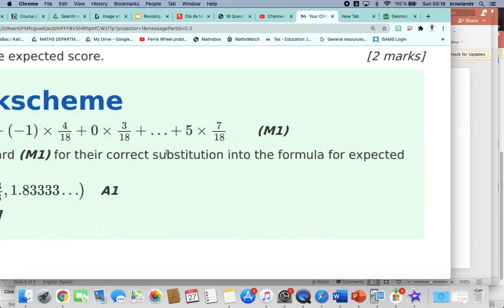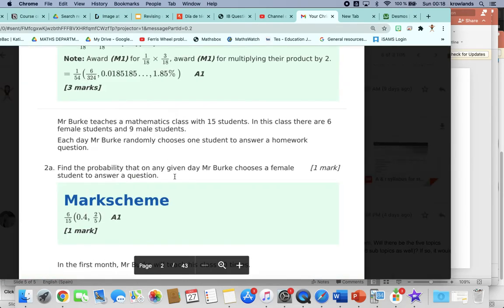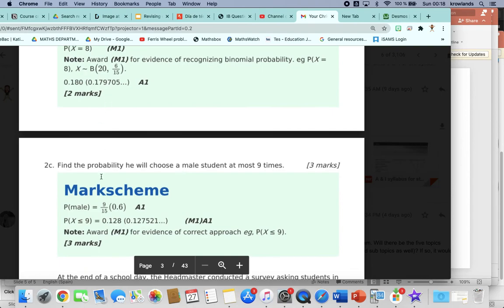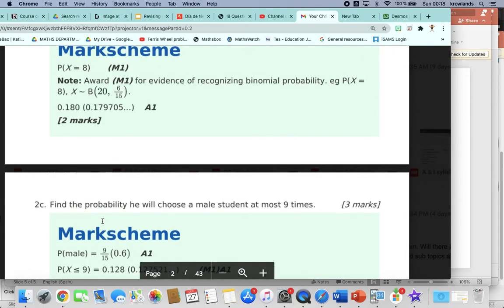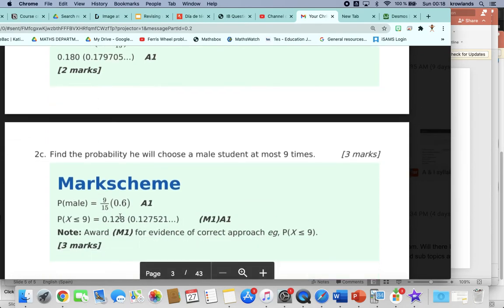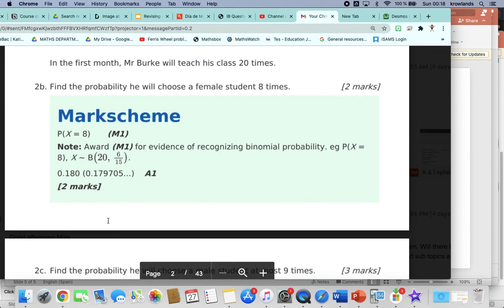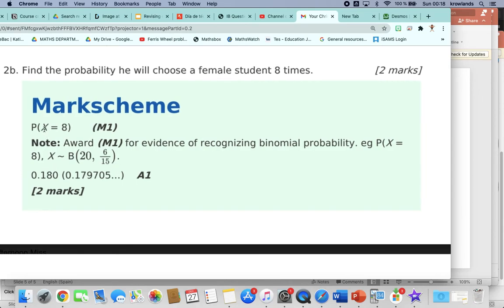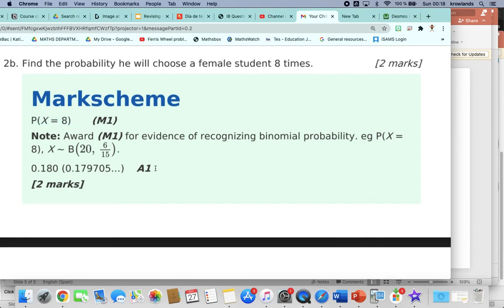So scrolling through to question 2, we are going to have the following. These absolutely match up here. 0.18. And finally, we're going to have 0.128. So for this, what you really need to do is identify you're selecting the probabilities x equals to 8. And you'll get 1 mark for that. And you get your second mark for the answer.